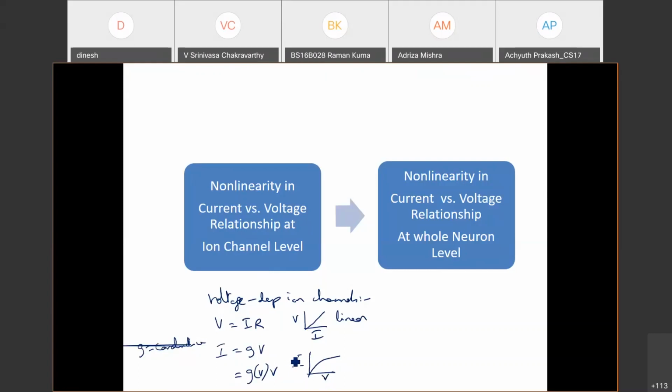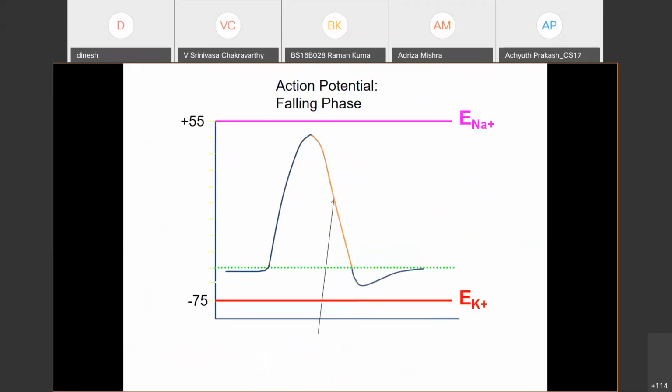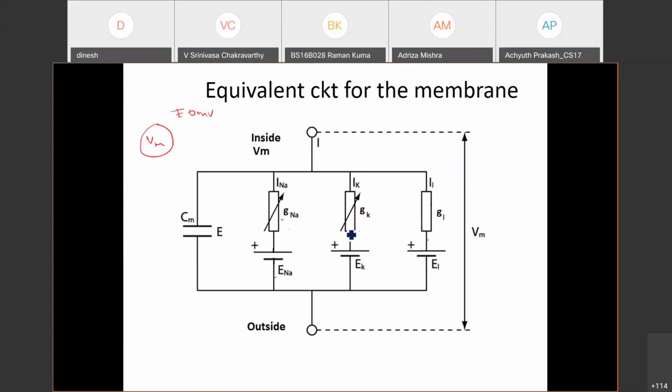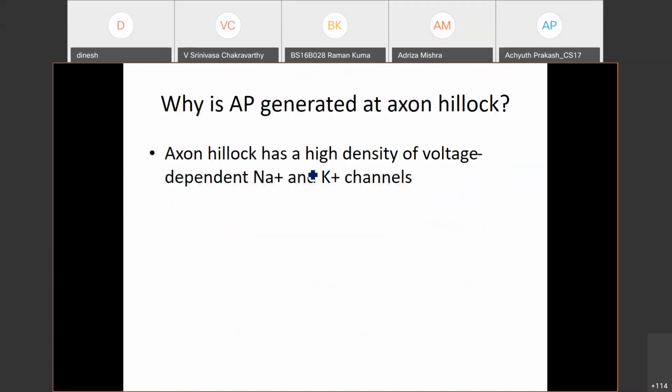So the moment you have something like voltage dependent ion channels, which are conductances, then at the level of the circuit element itself, we have nonlinearity. And so a circuit which is made up of nonlinear elements like this is nonlinear. This is also nonlinear. Therefore, in this circuit, if I inject some current and measure the voltage Vm, obviously it's going to have a complicated nonlinear response. It won't be linear.